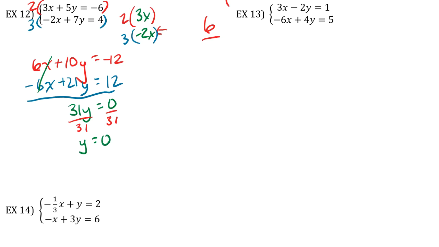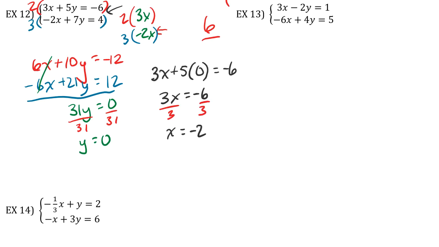Now we're just going to plug it back into either of those top equations. So again, I'm just going to pick the, say, top one. So it's going to be 3x plus 5 times y, which is 0, equals negative 6. 5 times 0 is just 0, so it's just going to be 3x equals negative 6. And we can just divide both sides by 3 to get x equals negative 2. So negative 2, 0 is our answer.